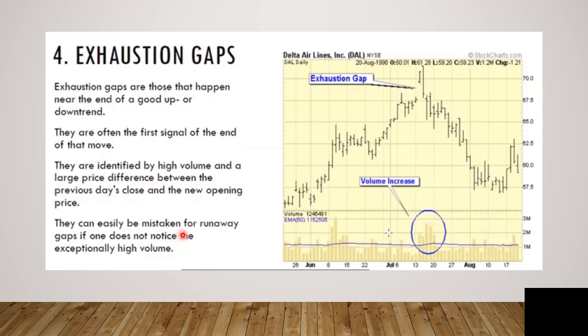They can easily be mistaken for runaway gaps. Dia boleh juga jadi kita boleh get confused lah antara exhaustion dengan runaway gap, if one does not notice the exceptionally high volume. Jadi kita kena tengok ciri-ciri yang lain lah. Sebab sometimes kita boleh katakan dia sebagai runaway, but to be exact that this is the exhaustion gap. Jadi you boleh tengok pertama dekat volume, and then you boleh tengok dia punya price difference here, and then you boleh tengok kat mana dia berlaku.